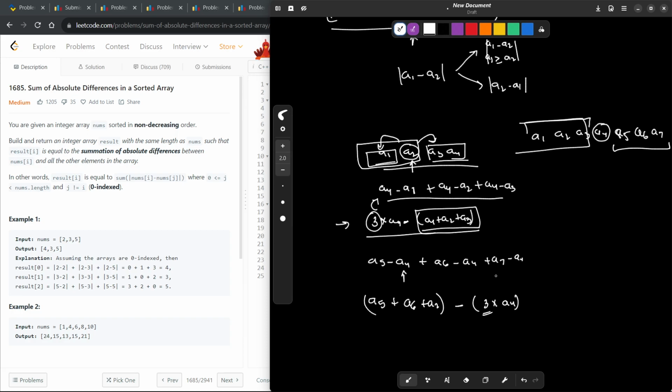So you see, if you have calculated the prefix and suffix sums, then you will be able to solve this whole problem, for each of the queries, for each i, in O of one time.